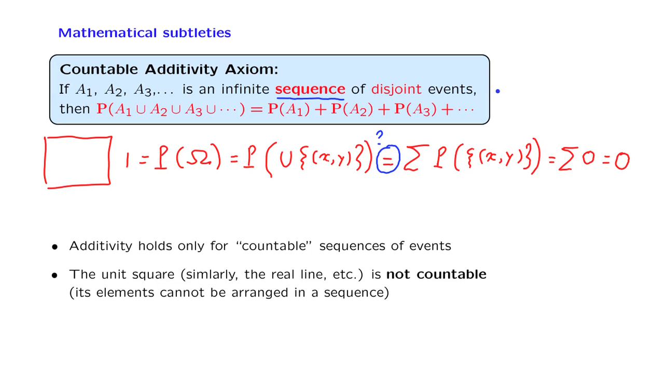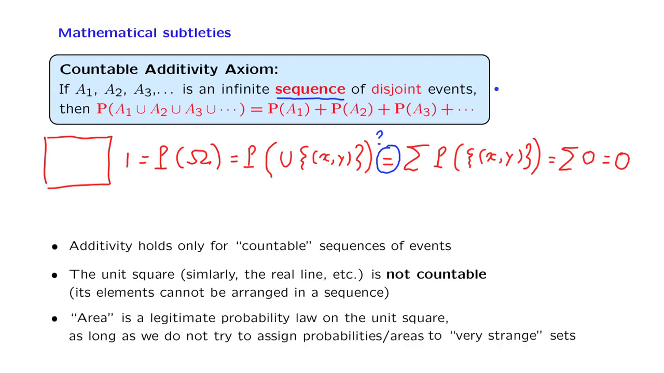Fortunately, it turns out that all is well. Area is a legitimate probability law. It does indeed satisfy the countable additivity axiom, as long as we only deal with nice subsets of the unit square. Fortunately, the subsets that arise in whatever we do in this course will be nice. Subsets that are not nice are quite pathological, and we will not encounter them.